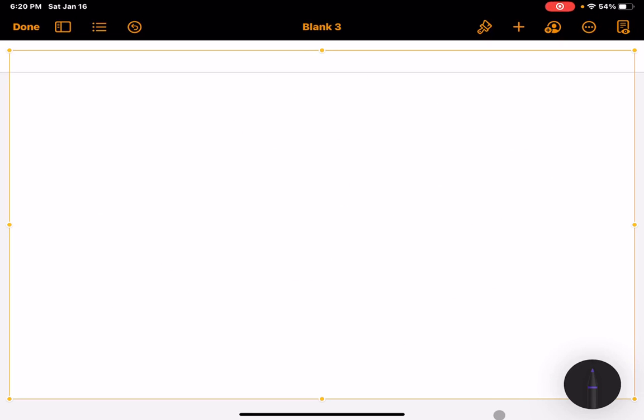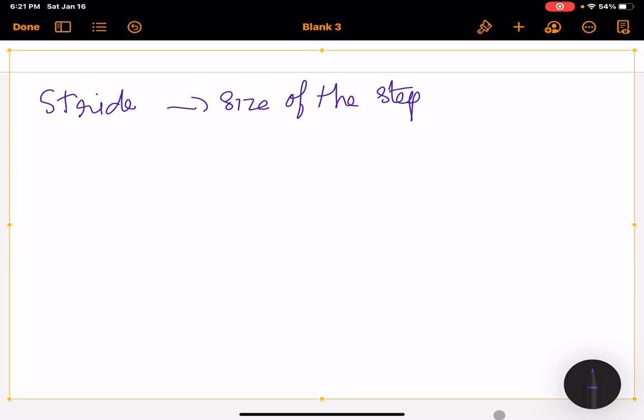So we have already talked about stride. Stride is the size of the step the convolutional filter moves each time. So stride convolution is also another piece in the basic building block of a convolution as used in a CNN.